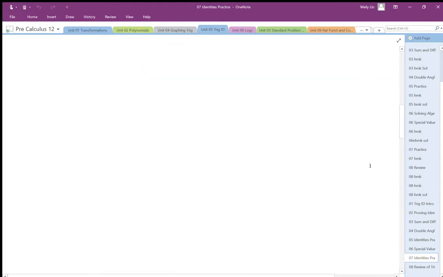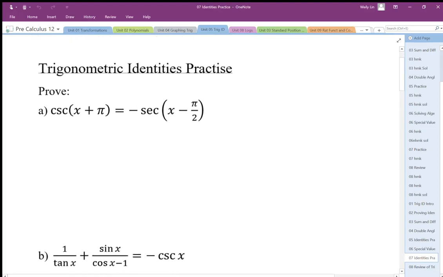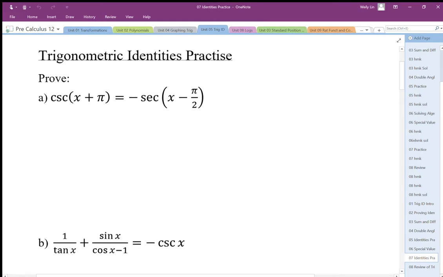In this lesson, we're just going to look at practicing some identities. So we're just going to practice doing some of these identities and proofs. Some of these will involve using double angle and sum and difference angle identities, but really we're focusing on proofs. So for this one here, we want to prove that cosecant of x plus pi is equal to negative secant of x minus pi over 2.